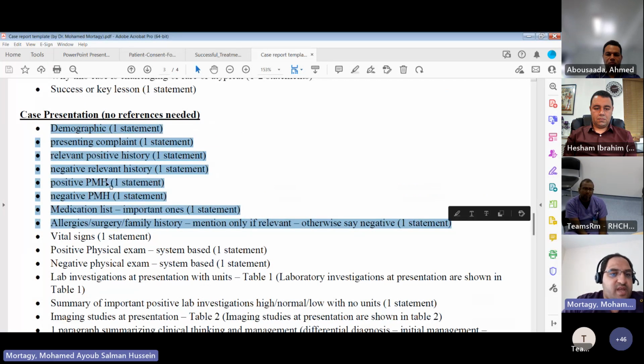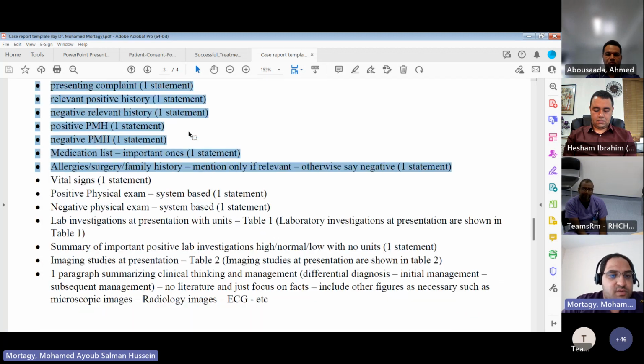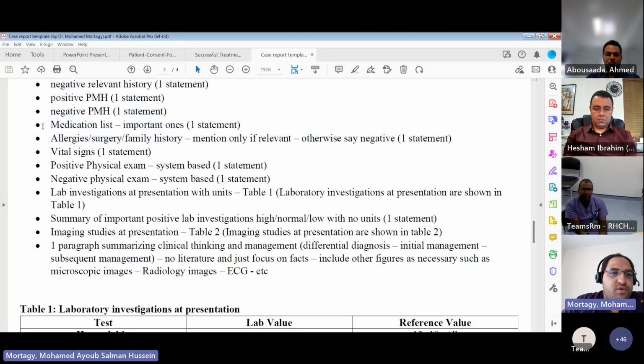It's usually in one paragraph with no references at all. And then you go for your physical examination or vital signs. You start with vital signs, just one statement: the temperature was this, and blood pressure, heart rate, saturation, just to give the reader an idea of how the patient did look like.